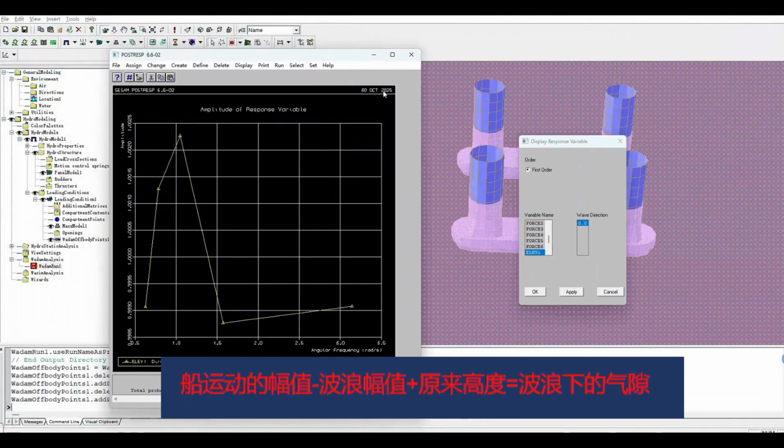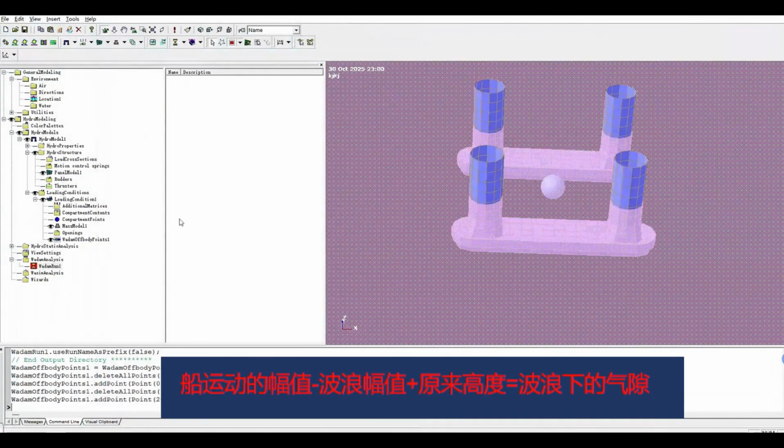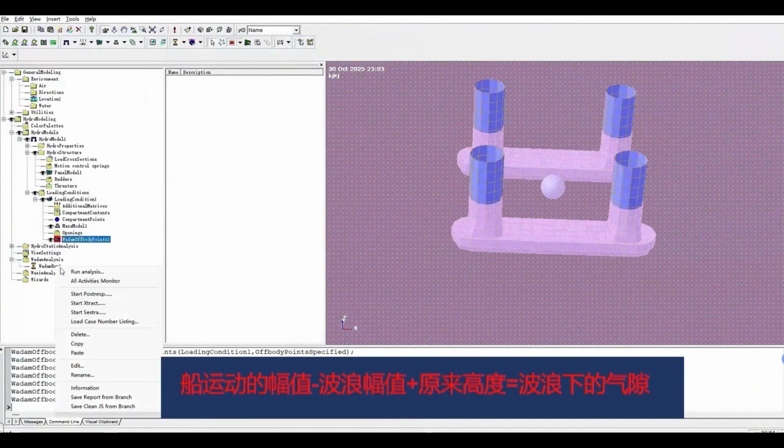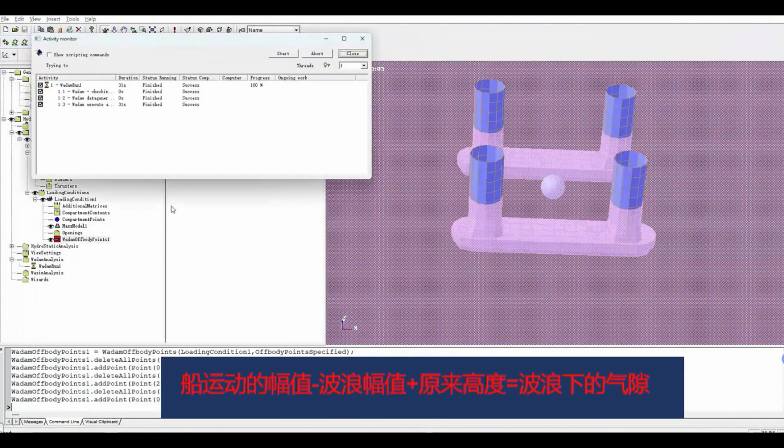Is that clear, everyone? Alright, now let's go back to what we were doing just now. Continue to set this to 0, 0, 0. Click OK, alright? Start the calculation.